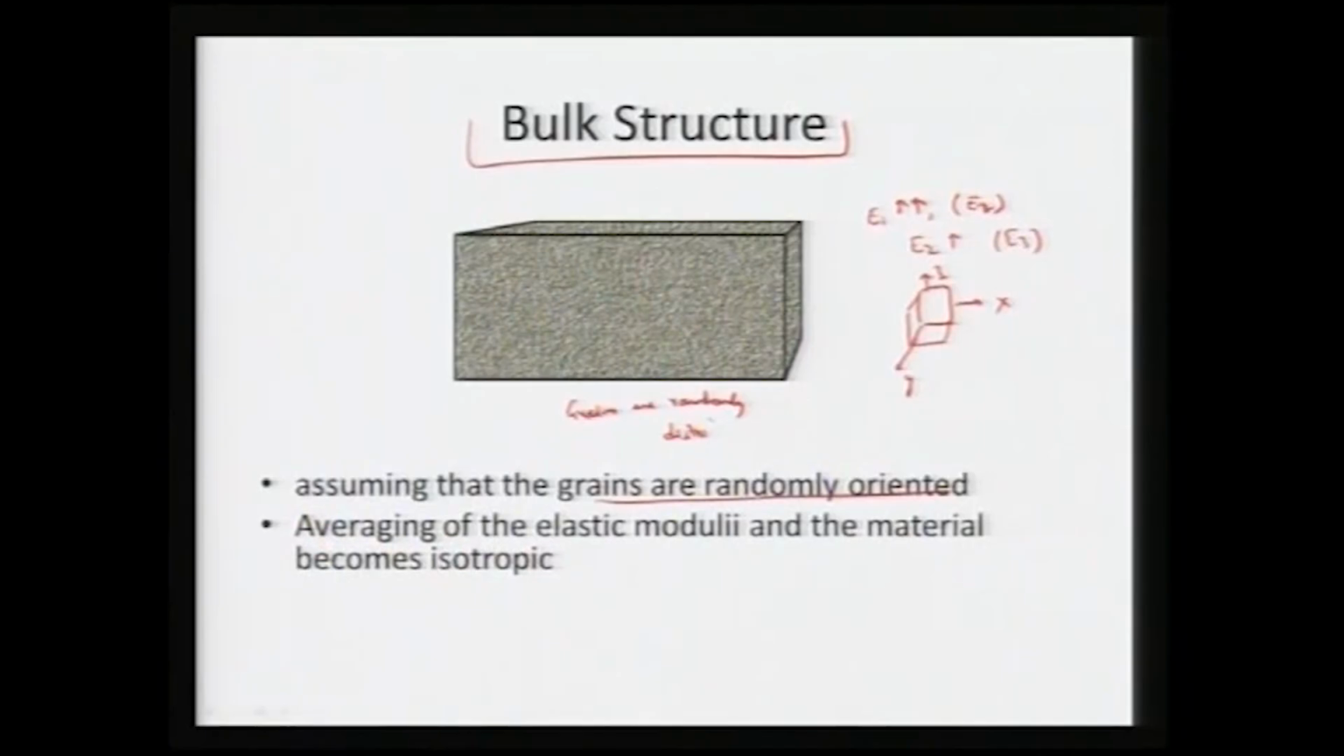And on average, there are millions of grains available in a particular bulk structure. So, on averaging, the elastic moduli and the other properties of the material become isotropic. So, that is the beauty of this particular part.